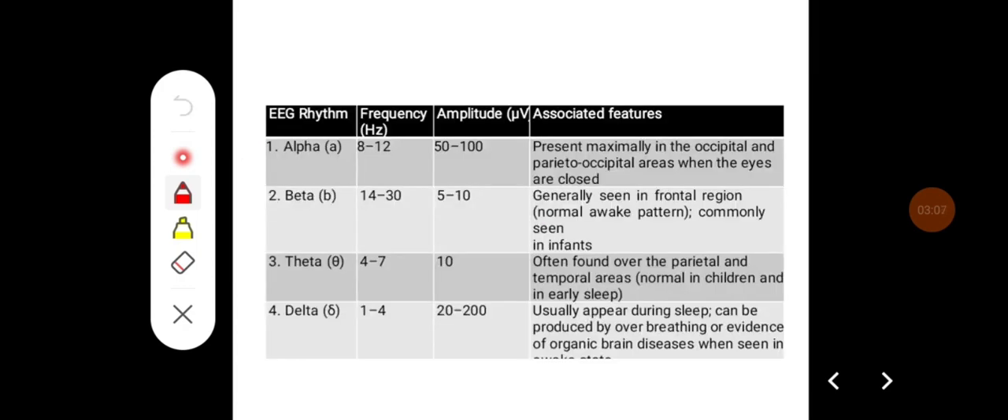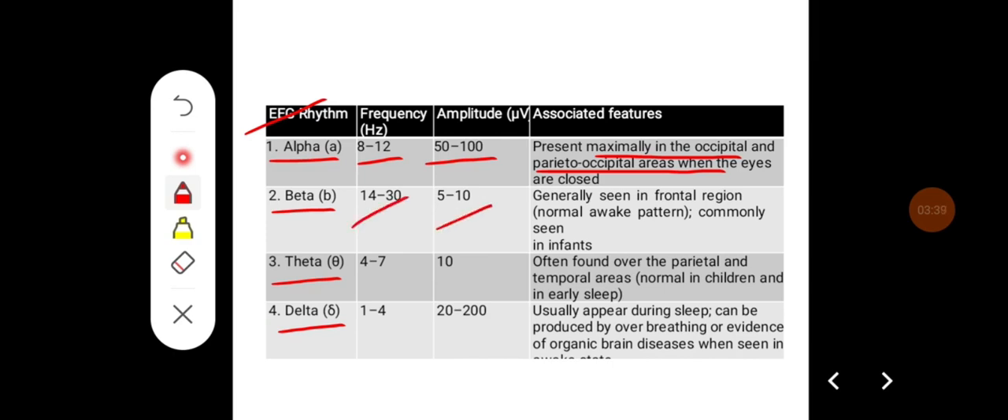So this is the classification of the different waves that we see in the EEG. They can be alpha rhythm, beta rhythm, theta or delta. Based on frequency and amplitude, they have been classified. The frequency of alpha waves is around 8 to 12 hertz and amplitude is around 50 to 100 microvolts, and they are present maximally in the occipital and parieto-occipital area when eyes are closed. And beta rhythm, where the frequency is 14 to 30 hertz, amplitude around 5 to 10 microvolts.